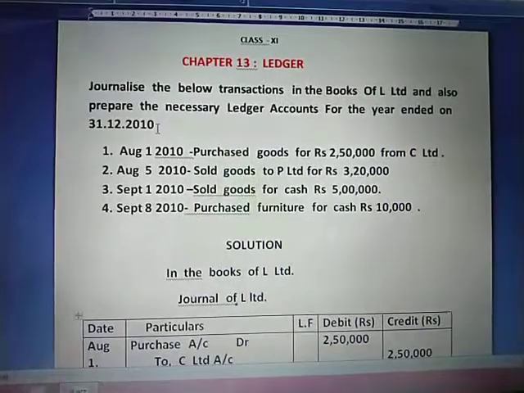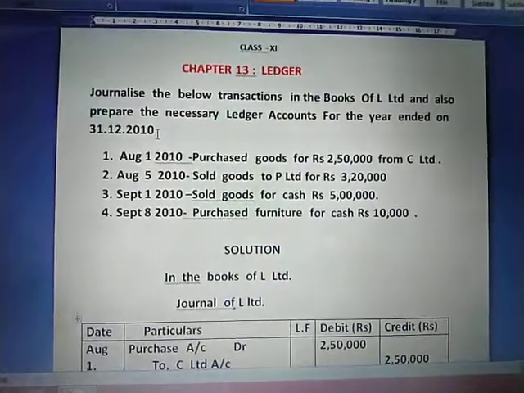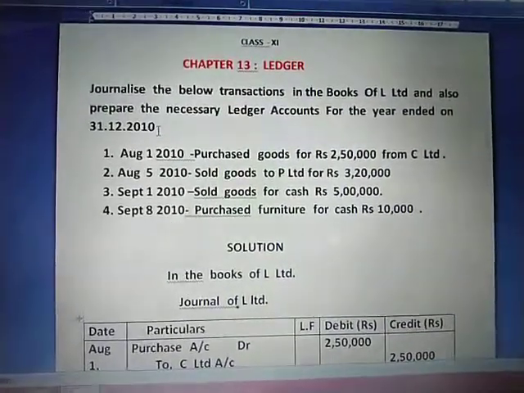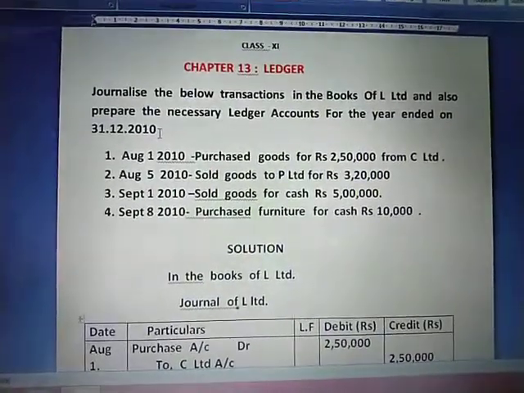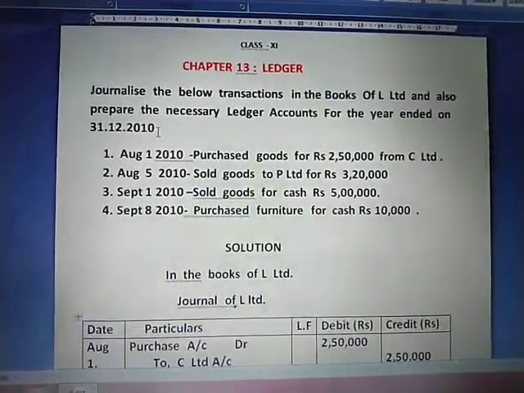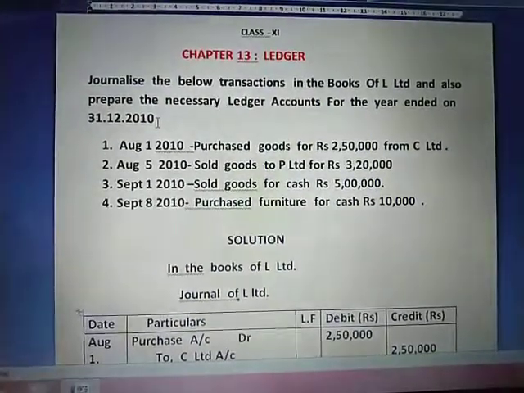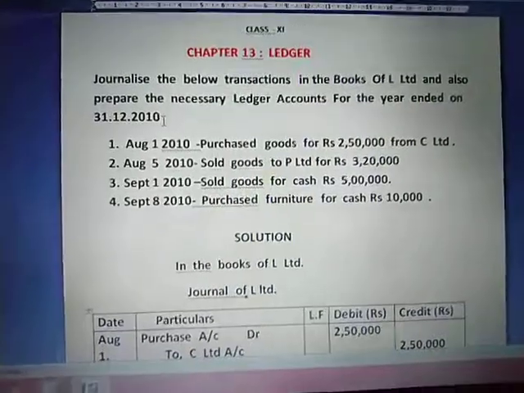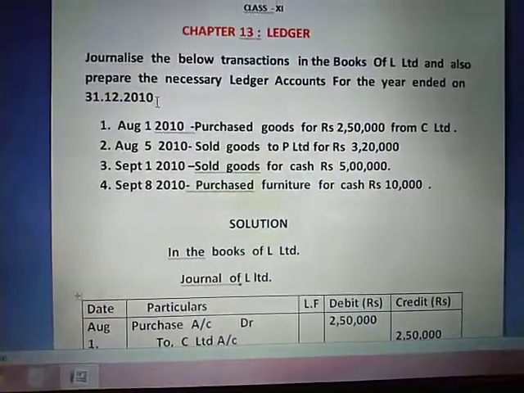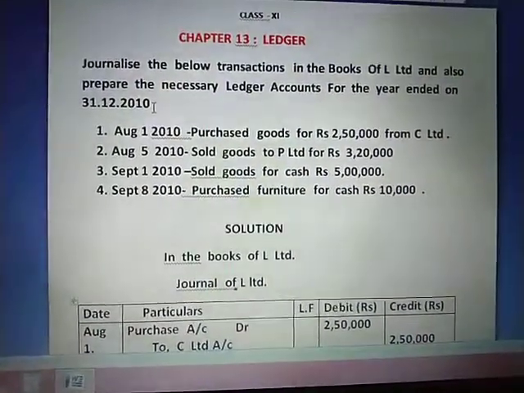Here we have one sum in which I have given you 4 transactions. From these transactions you are required to make the journal entries first of all, and then from those journal entries we will post them to the ledger accounts. We'll prepare the necessary ledger accounts.